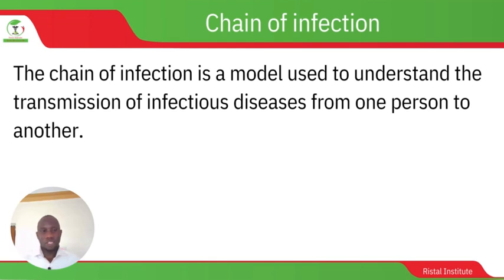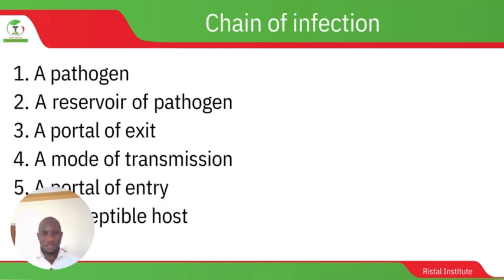The other aspect that we need to discuss is the chain of infection. The chain of infection is also a model, just like the epidemiologic triad that we have just looked at. It just helps us to understand how infectious diseases are transmitted from one person to the other. If we know how infectious diseases are transmitted from one person to the other, then it is possible that we can actually institute the appropriate ways of controlling these infectious diseases. So the chain of infection consists of six elements.